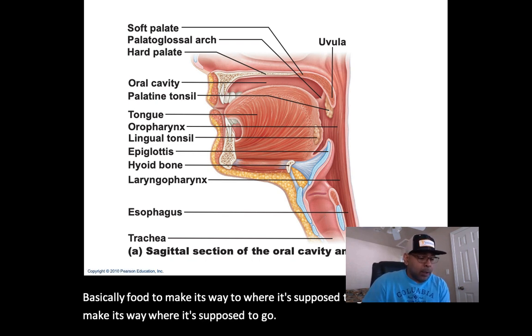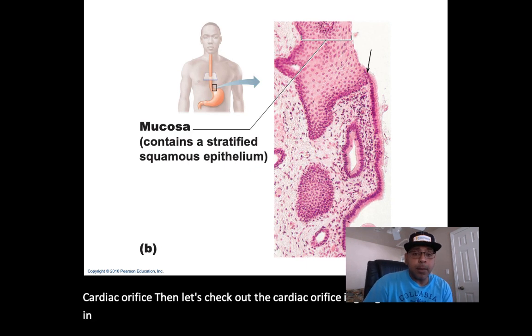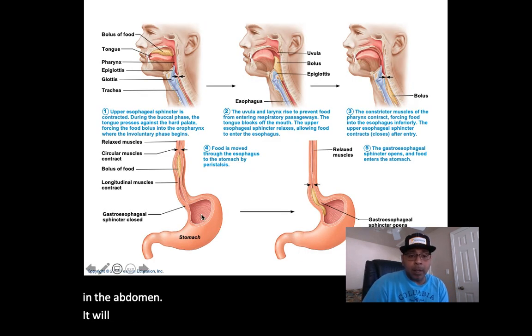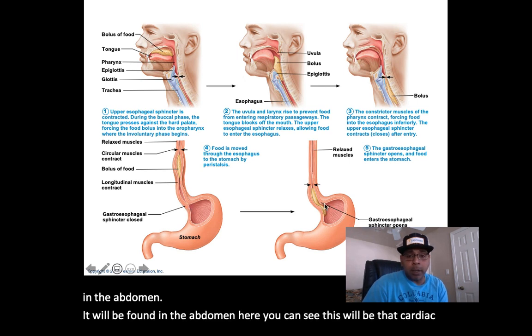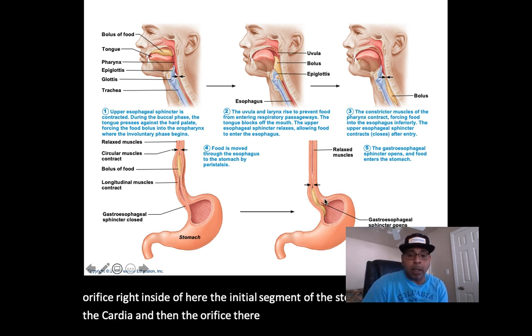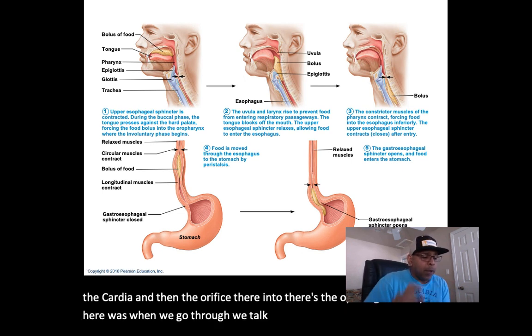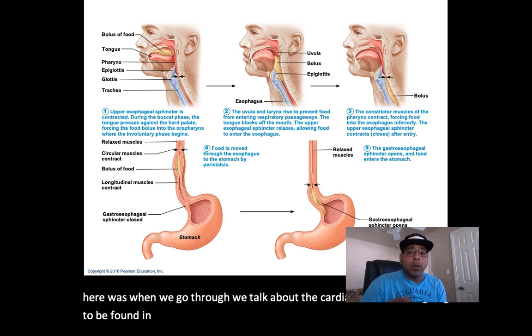Cardiac orifice then, let's check out. The cardiac orifice is going to be found in the abdomen. Here you can see this will be that cardiac orifice right inside of here. The initial segment of the stomach is known as the cardia, and then the orifice there is the opening basically. So when we talk about the cardiac orifice, it's going to be found in the abdominal cavity, and this is where the esophagus will join the stomach.